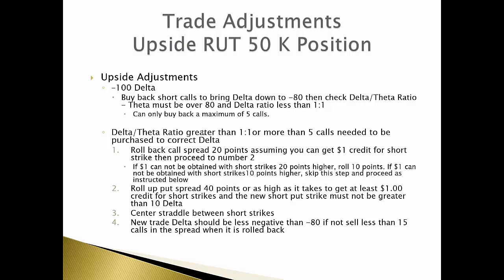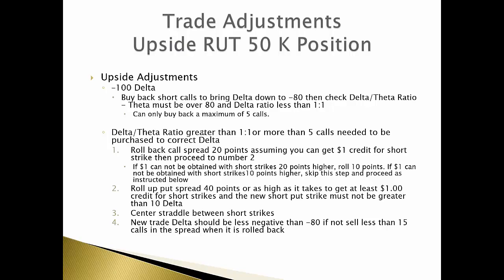The new delta, once I enter the trade, should be less than negative 80. If it's not, then when I roll back my spread, I have to have less than 15 calls or short calls in the spread. And there's going to be multiple examples here, so this will make sense when we go through that and you come back here and look at this. Now, if I roll back my call spreads and $1 can't be obtained from my short strikes, right? This is not $1 for the spread.